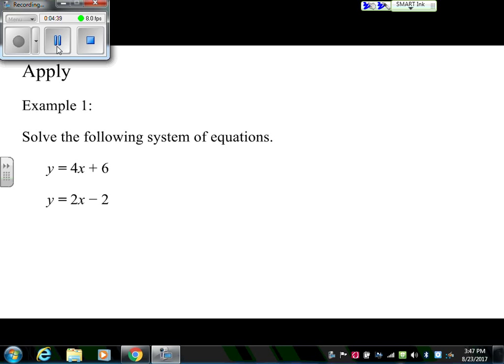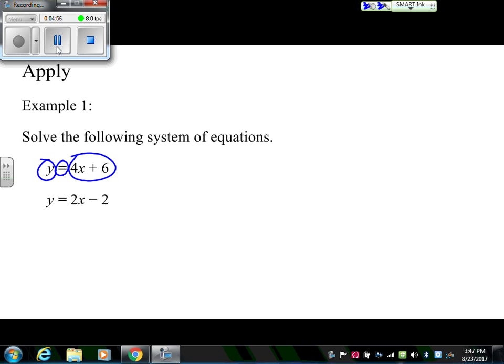And the reason is I already know what one of my variables is. It tells me right here that y is equal to 4x plus 6. So if I were to say, hey, what does y equal? It equals 4x plus 6. And that's going to be true in both of the equations.